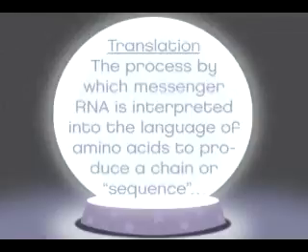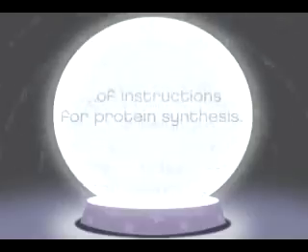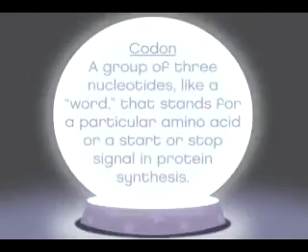Translation is the process by which messenger RNA is interpreted into the language of amino acids to produce a chain or sequence of instructions for protein synthesis. A codon is a group of 3 nucleotides, like a word that stands for a particular amino acid or a start or stop signal in protein synthesis.